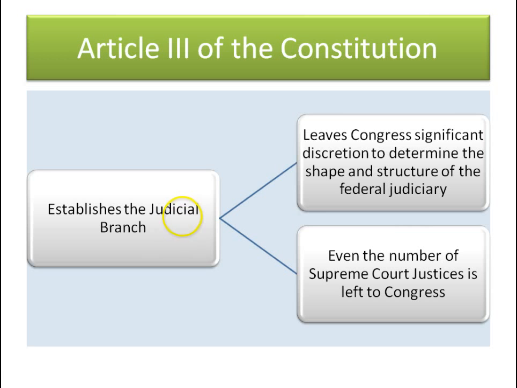As we know from previous lessons, the founders left quite a bit of discretion to Congress to finalize the establishment and creation of the judicial branch. The Constitution itself merely sets forth the establishment for the Supreme Court. It leaves Congress significant discretion to determine the shape and the structure of the federal judiciary. Even the number of Supreme Court justices is left to Congress. At one point in time, we had 6 Supreme Court justices. Currently, there are 9 Supreme Court justices.